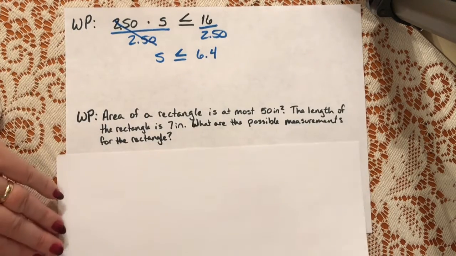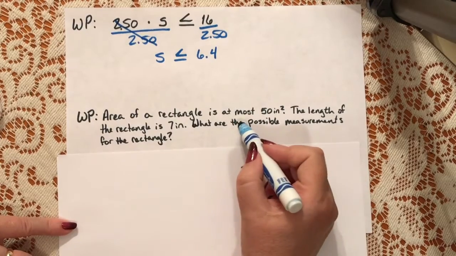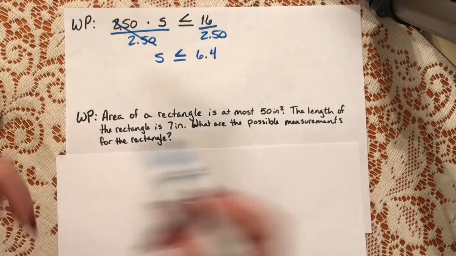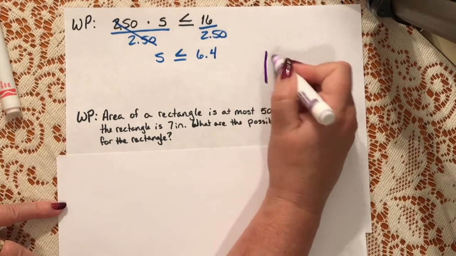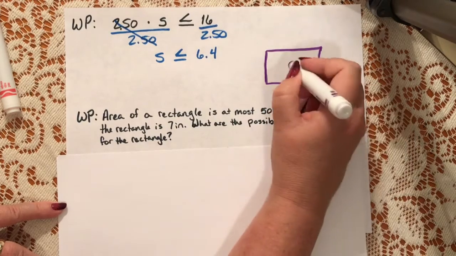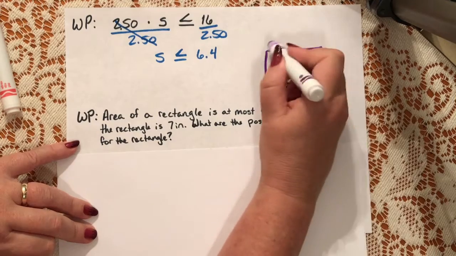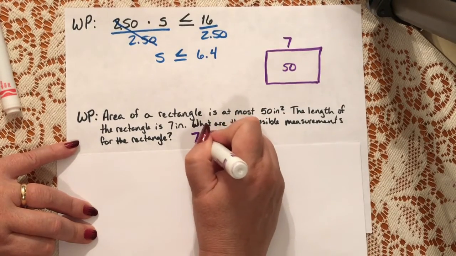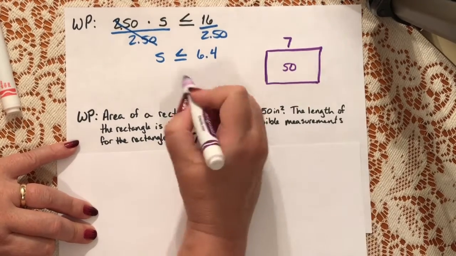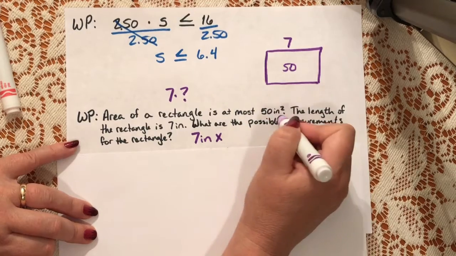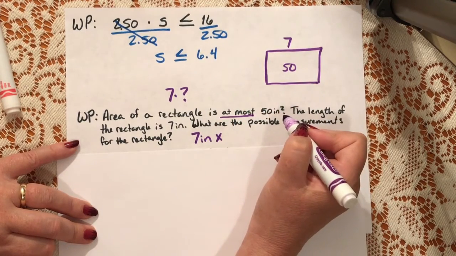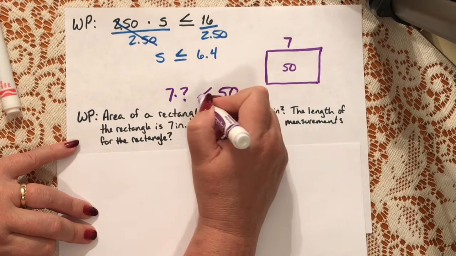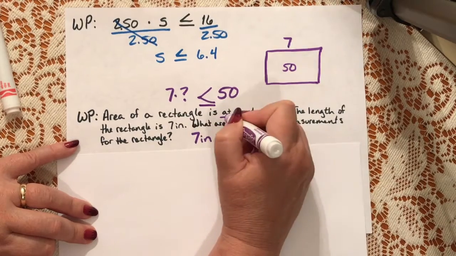The other type of word problem you're going to end up with: the area of a rectangle is at most 50 inches squared. The length of the rectangle is 7 inches. What are the possible measurements for the rectangle? Here we want to draw a picture so we know what we're talking about. We have a rectangle, and it tells us that the area is 50 inches squared and the length is 7 inches. Well, we know that one of the measurements is going to be 7 inches. We just don't know what the other one is. Our question is 7 times what? And it doesn't equal 50 because it says at most 50, which means it can't be bigger than 50. It can equal 50 though, because it's at most 50.